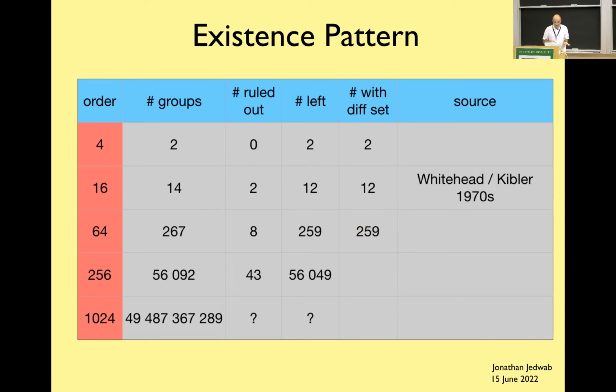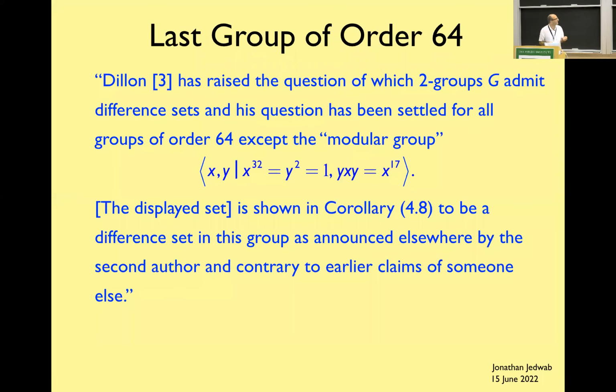This is a historical error. This was sorted by Dillon, Liebler, Smith, and others in a collaborative project in 1990. And let me show you what was written about that last, there was something weird that just went on, that last group where I just changed the number, what's going on there? Here's a paper. Dillon has raised the question of which two groups admit different sets. The question has been settled for all groups of order 64 except this one right here with a large exponent, okay? But hey, right here, I'm showing you a different set in the group as announced elsewhere by the second author and contrary to earlier claims of someone else.